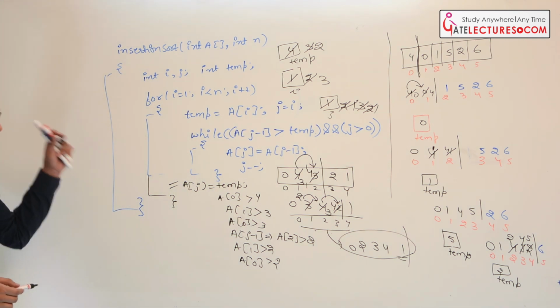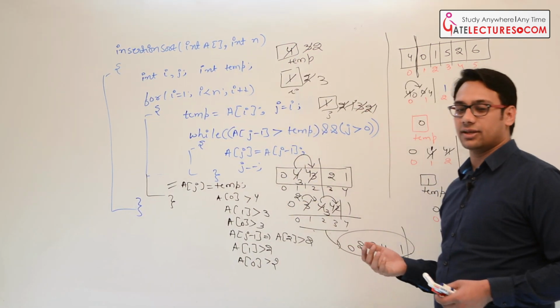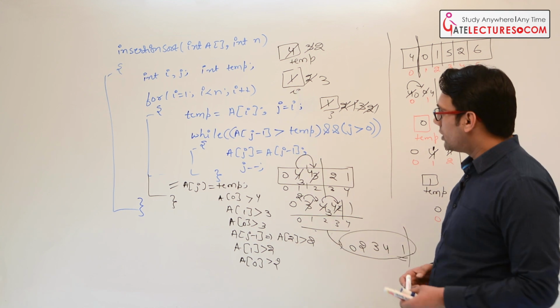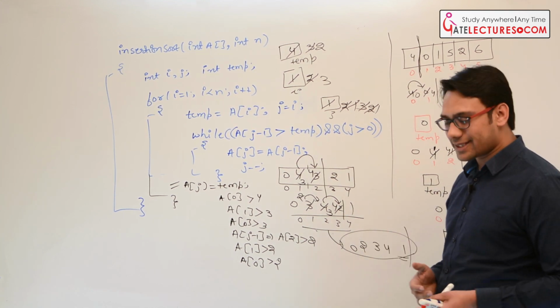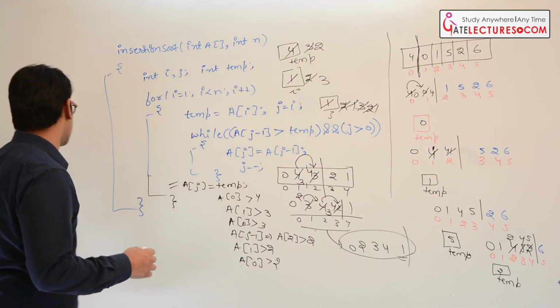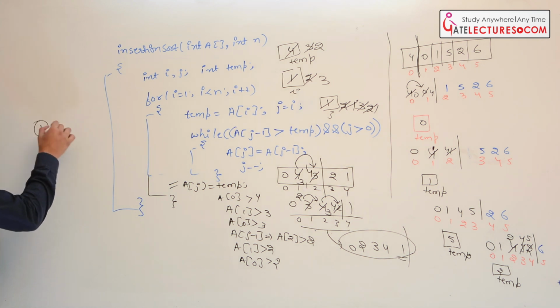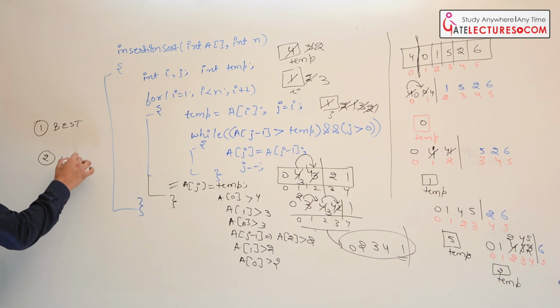So this is the insertion sort algorithm. But now identify the time complexity in case of the insertion sort algorithm. What will be the best case, worst case and the average case? So we have to identify the 3 cases. Number 1, we have to identify the best case. Number 2, we have to identify the worst case. Number 3, we have to identify the average case.